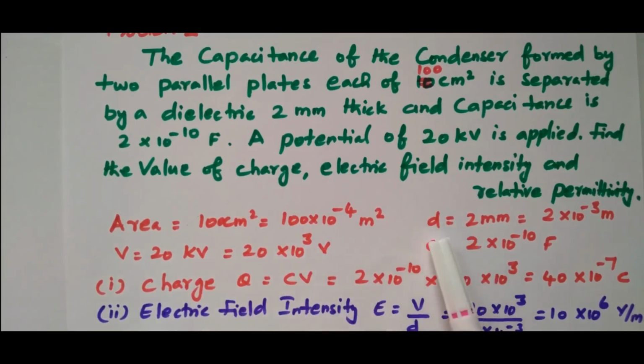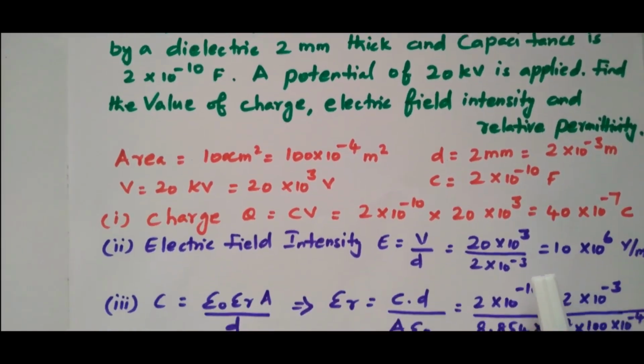The distance between the plates is 2 millimeter. That is equal to 2 into 10 to the power minus 3 meter. Millimeter to meter means we need to multiply with 10 to the power minus 3. The capacitance value is also given, C equal to 2 into 10 to the power minus 10 farad. So these are all the given data. From that we can find the values one by one.